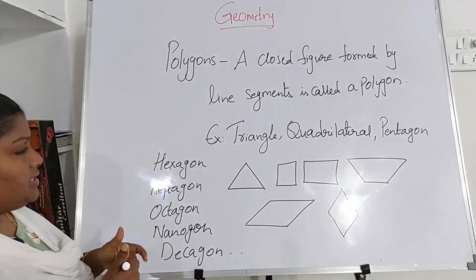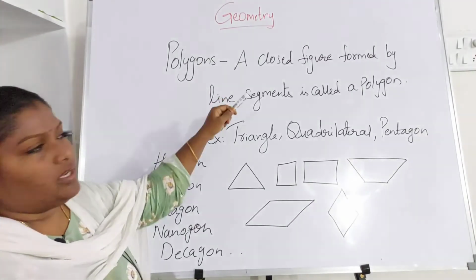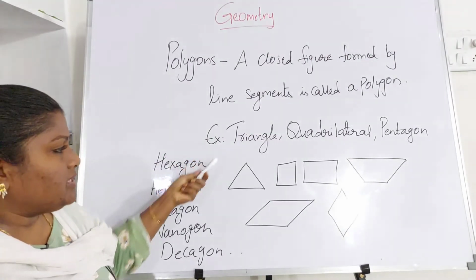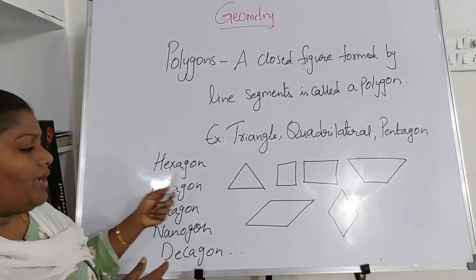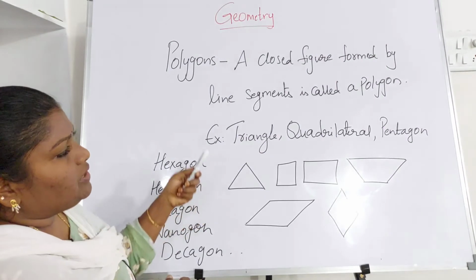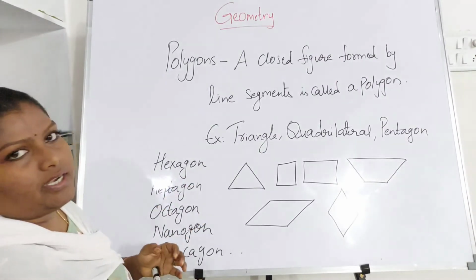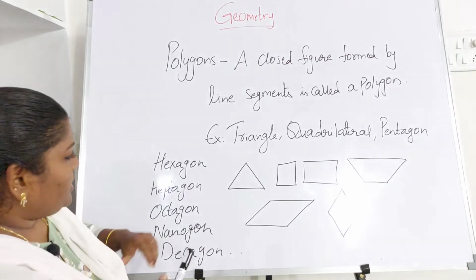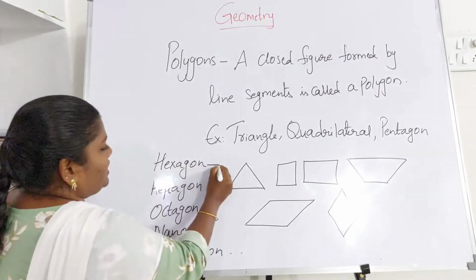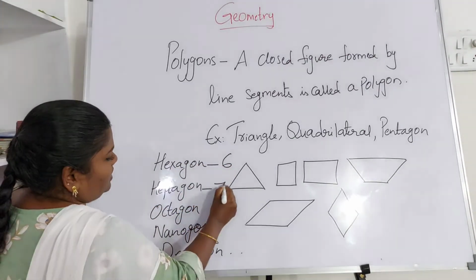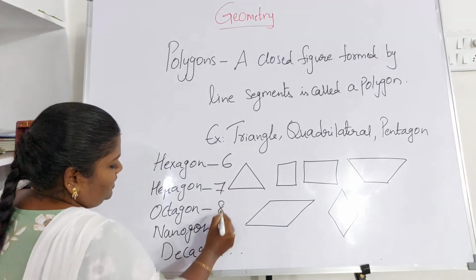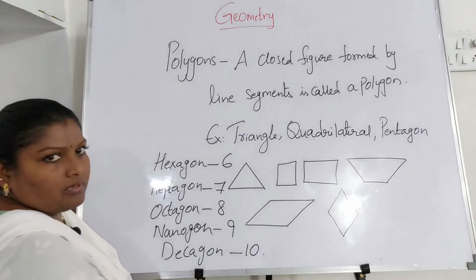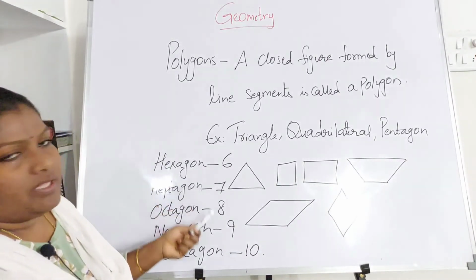Yes, I repeat once again, a polygon is a closed figure formed by line segments. So in this, a triangle is the basic figure formed by three line segments, and a quadrilateral is a four-sided polygon, and a pentagon is five-sided, a hexagon has 6 sides, a heptagon 7, an octagon 8 sides, a nonagon 9, and a decagon has 10 sides. Yes, so let me continue with the next one.